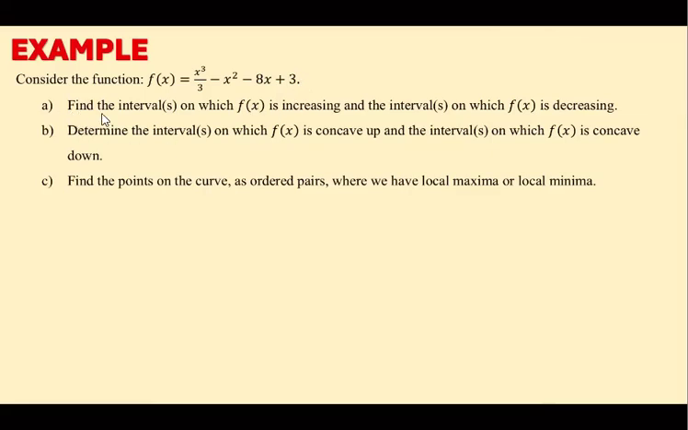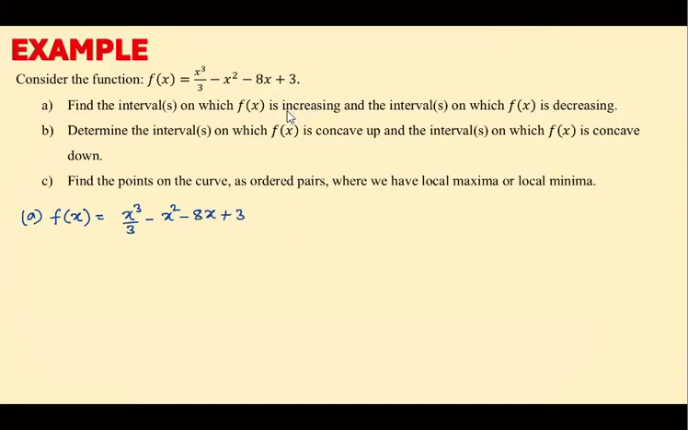So let's solve the first part. In the first part, we have to find the intervals on which the function is increasing and the intervals on which the function is decreasing. So let me write that function first. We have f of x equal to x cubed over 3 minus x squared minus 8x plus 3.